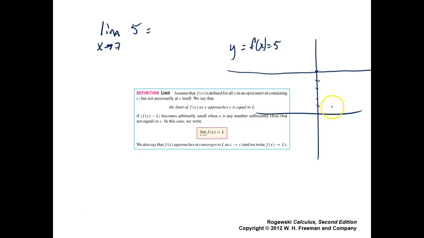Now let's let x approach 7. What does your f of x approach? 5, because it's always 5. There's your function. So sure enough, the limit as x approaches 7 of the function is equal to 5, because the function is always 5, no matter what your x is. Good thing to hang on to, because believe it or not, we'll use that later.